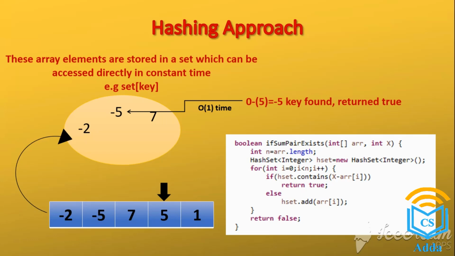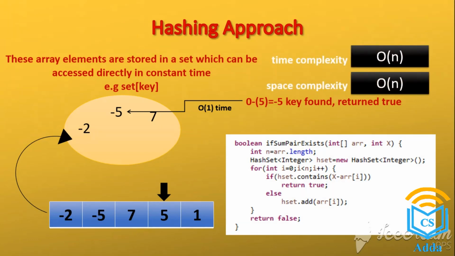Now the time complexity is reduced to big O of n because at the worst case we are traversing the entire array. However, we are using an extra space of size n because we are storing the elements as keys in the hash set. So space complexity is big O of n also.